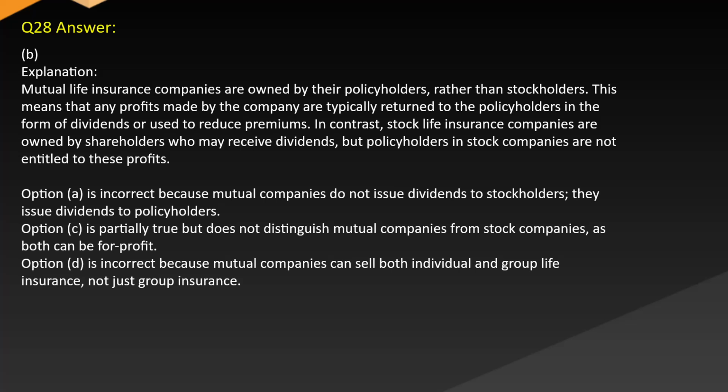Option A is incorrect because mutual companies do not issue dividends to stockholders, and they issue dividends to policyholders. Option C is partially true but does not distinguish mutual companies from stock companies, as both can be for profit. Option D is incorrect because mutual companies can sell both individual and group life insurance, not just group insurance.